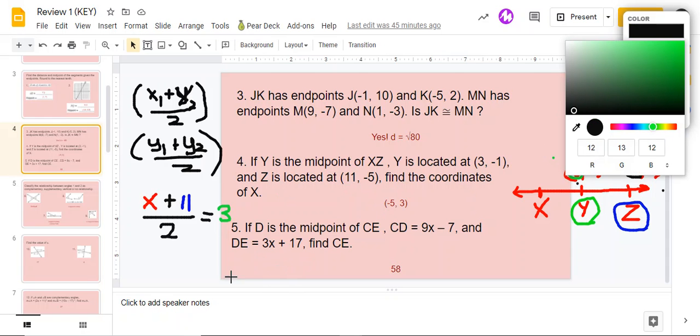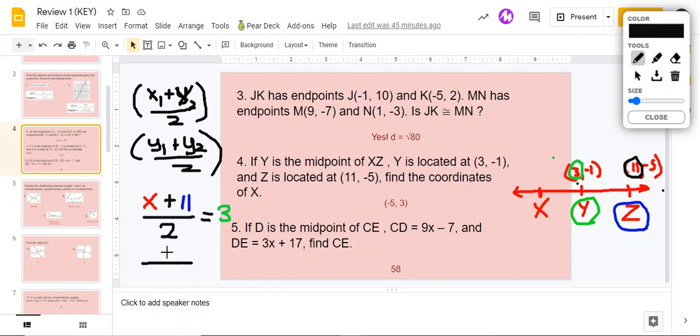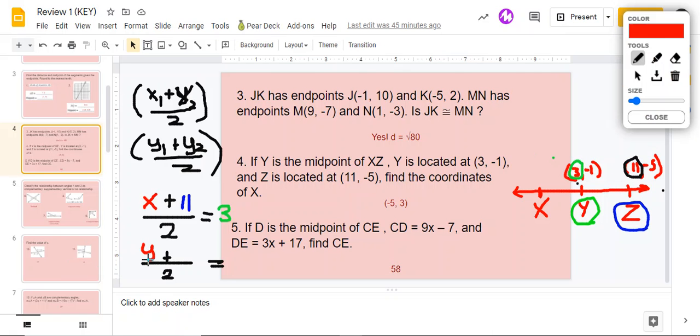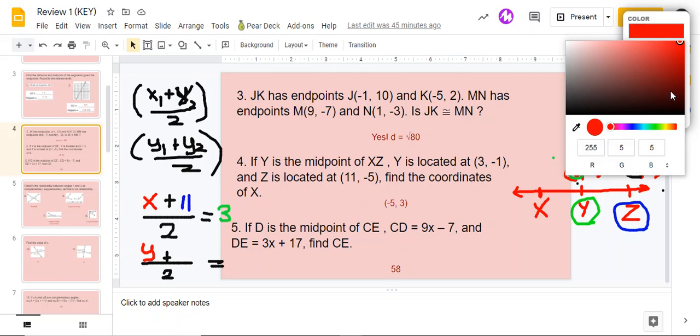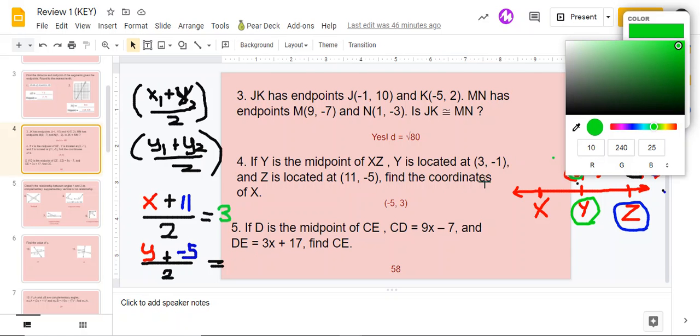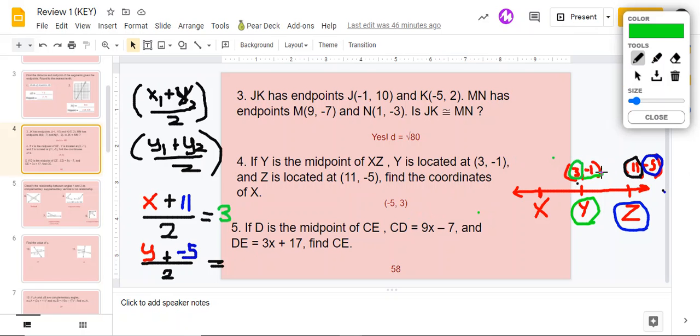Now I'm going to do the same thing for the y coordinate portion. I don't know what the y is. It's unknown. I do know the second point, its y value is 5. So plus 5, and I know when I add these and divide it by 2, it should be equal to my midpoint y value of -1.